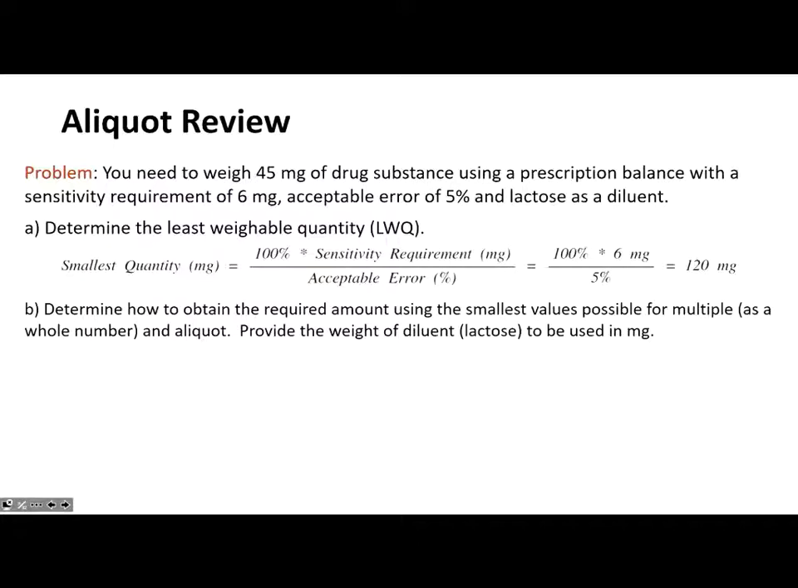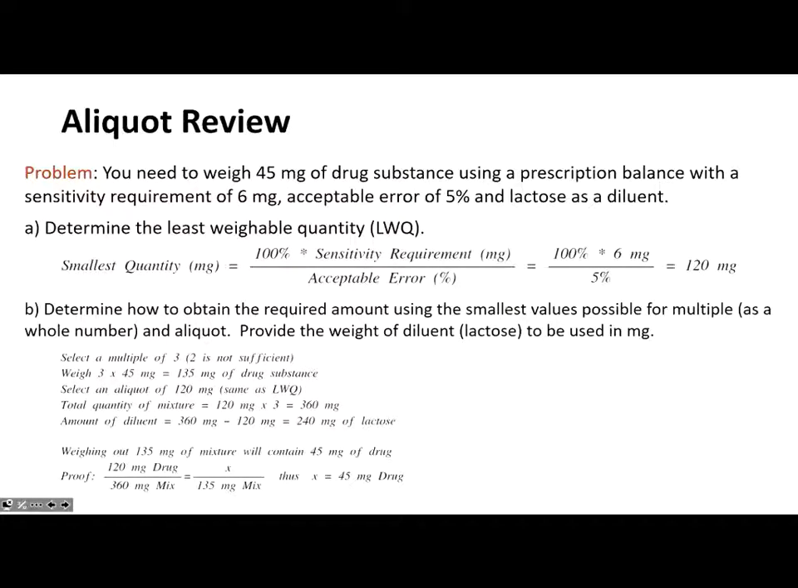So what I'm getting at is the next question says to determine the required amount using the smallest value for the multiple and the least amount for the actual aliquot. Okay, and so in the end we're trying to solve for the amount of lactose. I just said we can't double the 45, that would only be 90. What if we tripled the 45? What would 45 times 3 be? That would be 135. Is that greater than 120? Yes, so the least whole number multiple would be 3. 2 is not enough. You could go higher, but the least number would be 3. Okay, so that's our multiple.